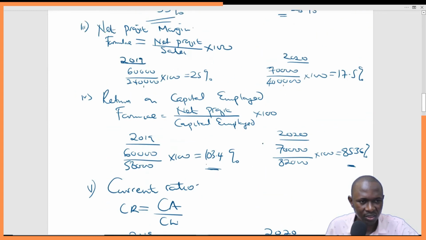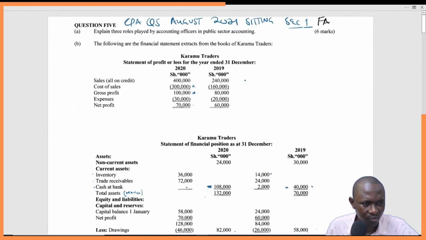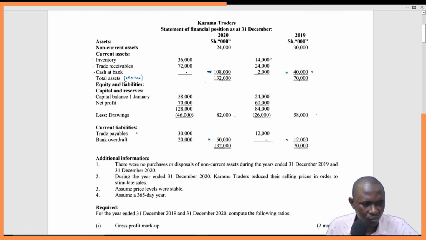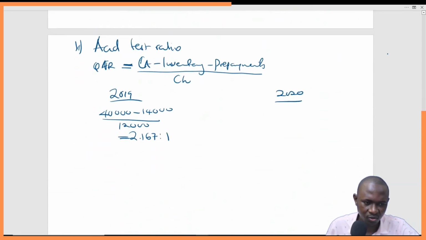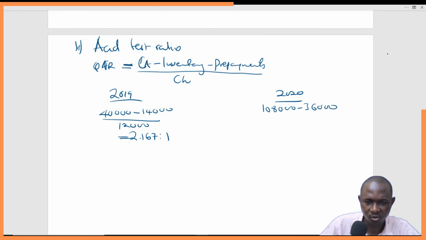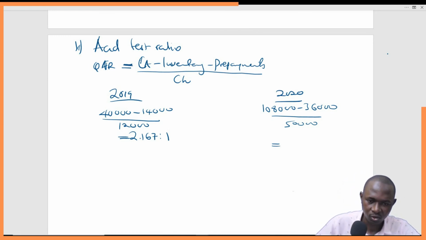And then for the year 2020, what do we have? 2020 will be 108 minus 36 over 50. 108,000 minus 36,000, where 36 is the inventory. The rest are just the same. So 108,000 minus 36,000 over 50,000. Let's get the answer. 108 minus 36 over 50 gives us 1.44. So this is 1.44 to 1.